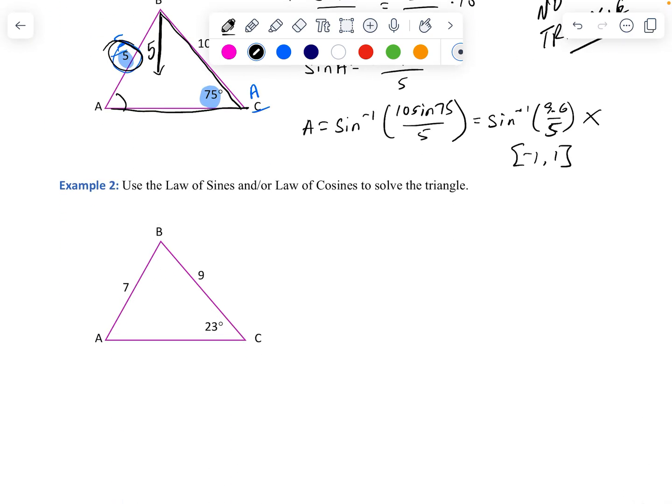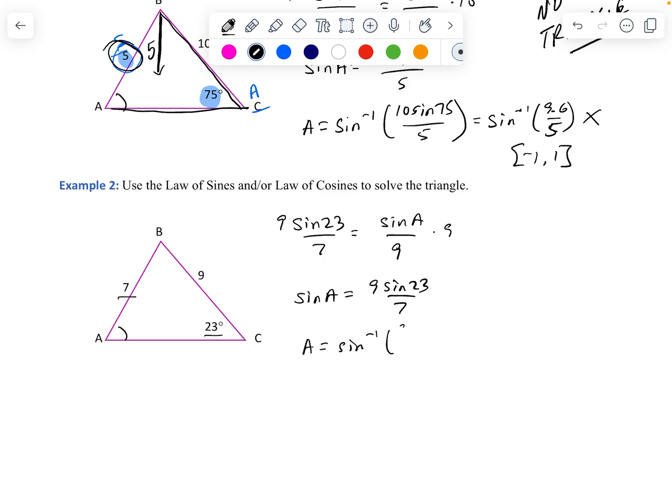All right, here we go. Second scenario. Notice I've got an angle and a side opposite, so I'm going to use law of sines. I'm going to do sine of 23 over 7 equals sine of A over 9. Multiply out the 9. Sine A equals 9 sine 23 over 7. Angle A equals sine inverse of 9 sine 23 over 7. I'm going to go back to my Desmos.